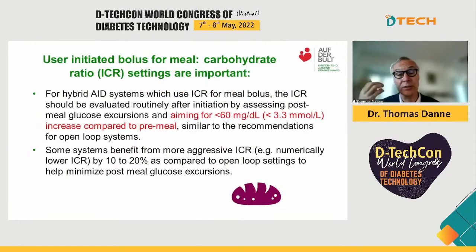If we look at what is really one of the key learnings on how to improve glucose control, in most of these systems we have to have a very good focus on the insulin to carb ratio. Very often we need a more, quote unquote, aggressive insulin to carb ratio. So very often we need more insulin for the carb amount, which of course means that we have a lower ICR compared to the open loop settings.